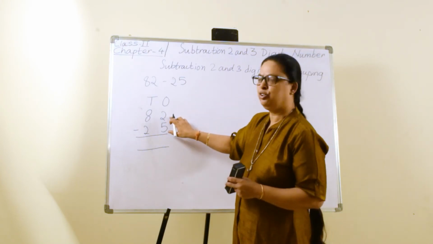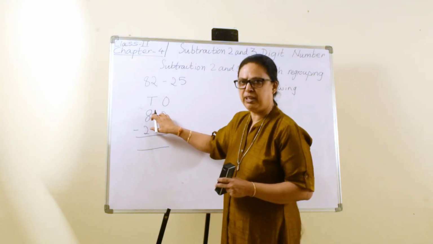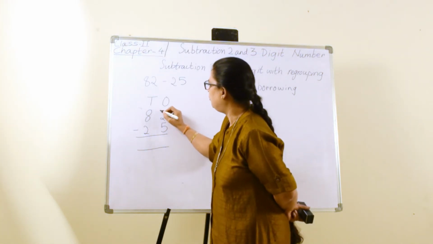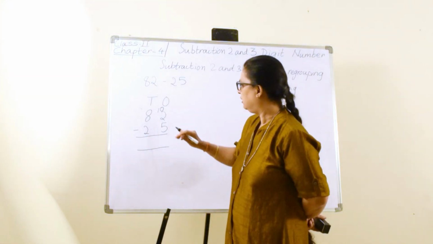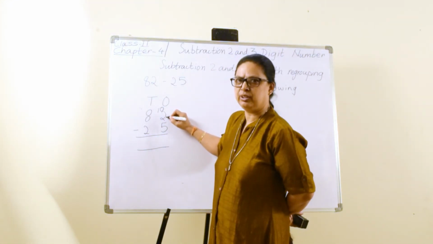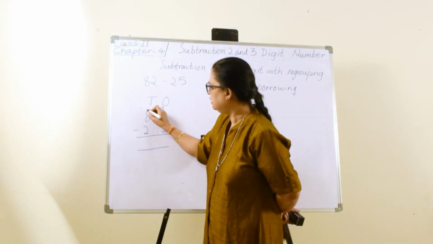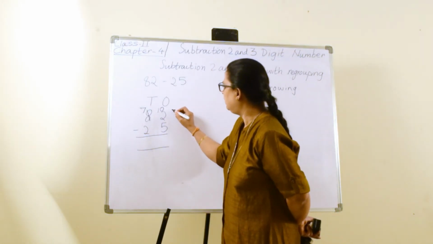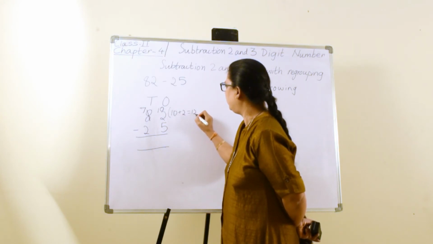So now what will 2 do? It is in the ones place. So it will go to the tens place and borrow one number. That means from 8 it will borrow 1, and that will become 10 over here. So 10 plus 2. So the number is now 12 over here. So we have borrowed from here. So this becomes 7. So now here the number is 10 plus 2, that is equal to 12.